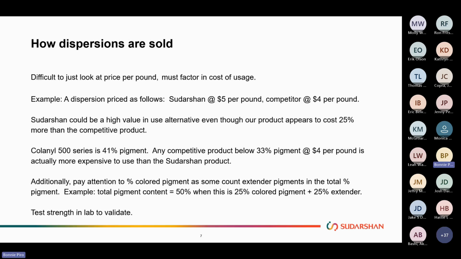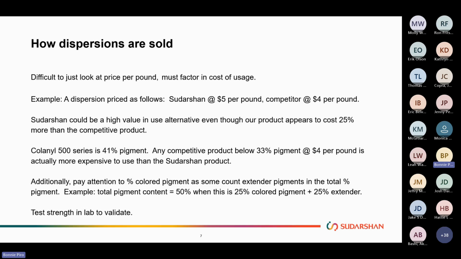So it's very important to understand how to interpret what a dispersion is and how they're sold and what's important to know about a dispersion. Just looking at the price per pound is not necessarily the way to look at it because they're all very different in terms of their cost of usage. You heard me use the terminology of value in use. This also goes hand in hand with cost of usage.